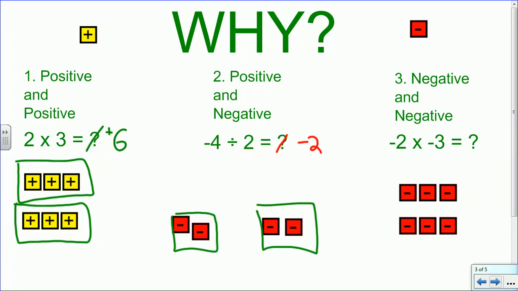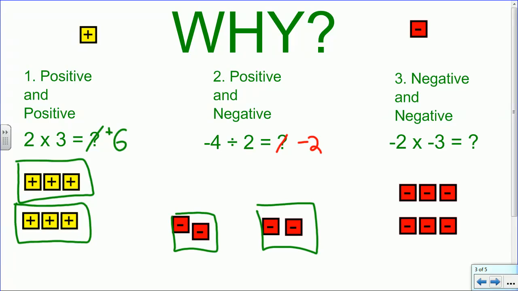Now this is probably the most confusing one, and you might not be satisfied with my explanation, but I'm just going to give it to you anyway. What about a negative and a negative? If those signs are the same, they're both negative, why does our answer turn positive? In this case, similar to the first one, instead of 2 times 3, what about negative 2 times negative 3? It'd be easier if we had 2 groups of negative 3, or if we had the opposite of 2 groups of 3.